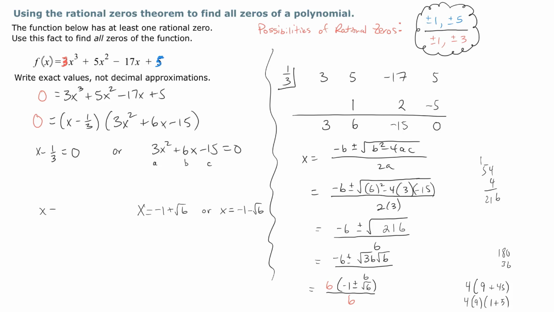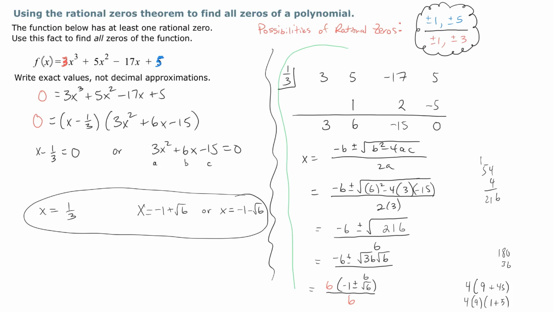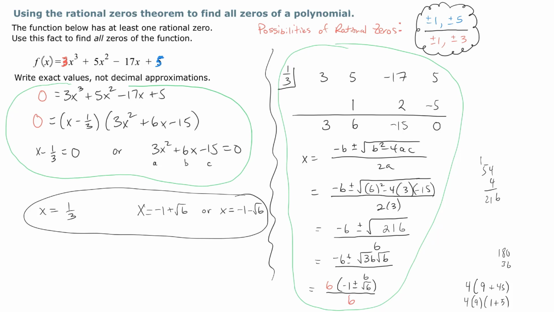How many zeros do we have? We have 3 of them. There are your 3 zeros of the polynomial. Make sure you show your work. Show lots of work. Show your synthetic division. Show your quadratic formula. Show your zeros here. And of course, circle your final answer.